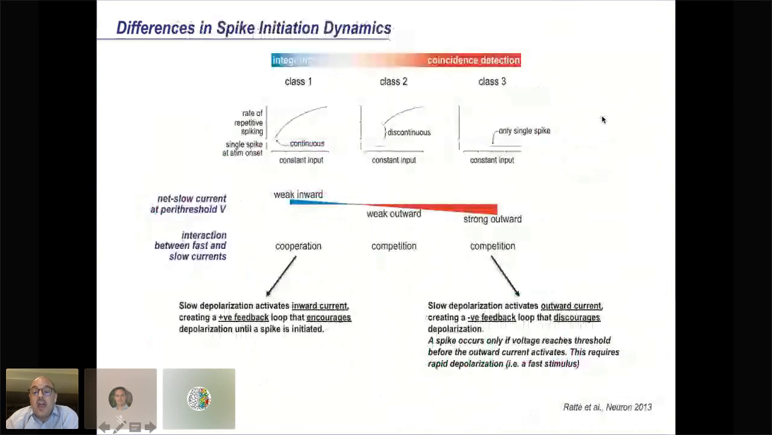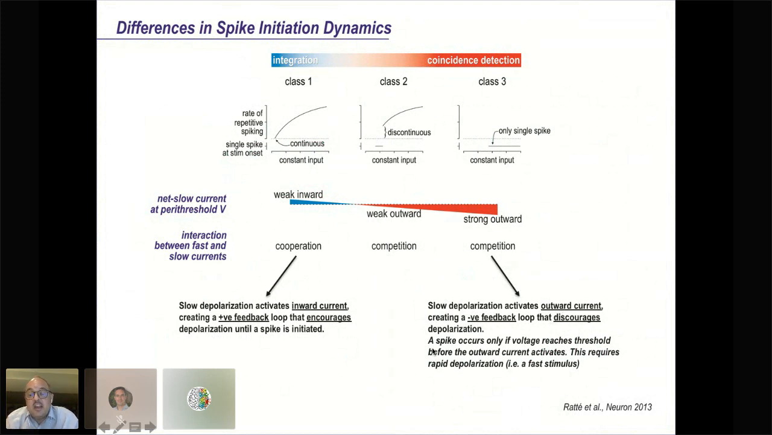potassium current. Now, I don't have time to go into the details of this, but you should appreciate that neurons exist along a continuum. And at this one extreme, where we have the ideal canonical integrators, the subthreshold voltage-gated inward currents really cooperate with synaptic input, so that slow depolarization activates these voltage-gated inward currents, thus creating a positive feedback loop that encourages depolarization until a spike is initiated. And that's very different from what you see with the coincidence detector, where slow depolarization activates outward current, creating a negative feedback loop that discourages depolarization.